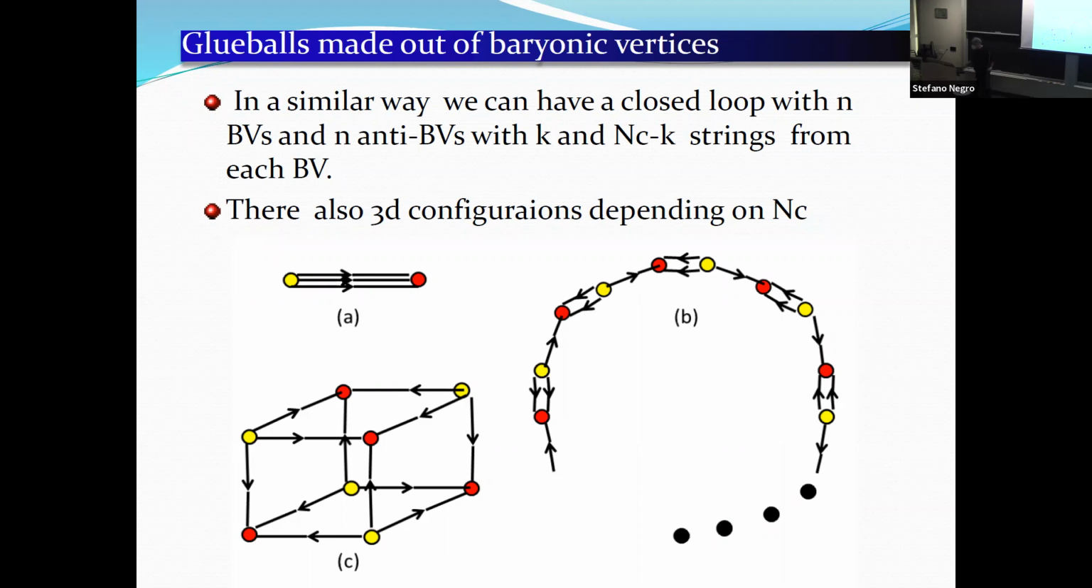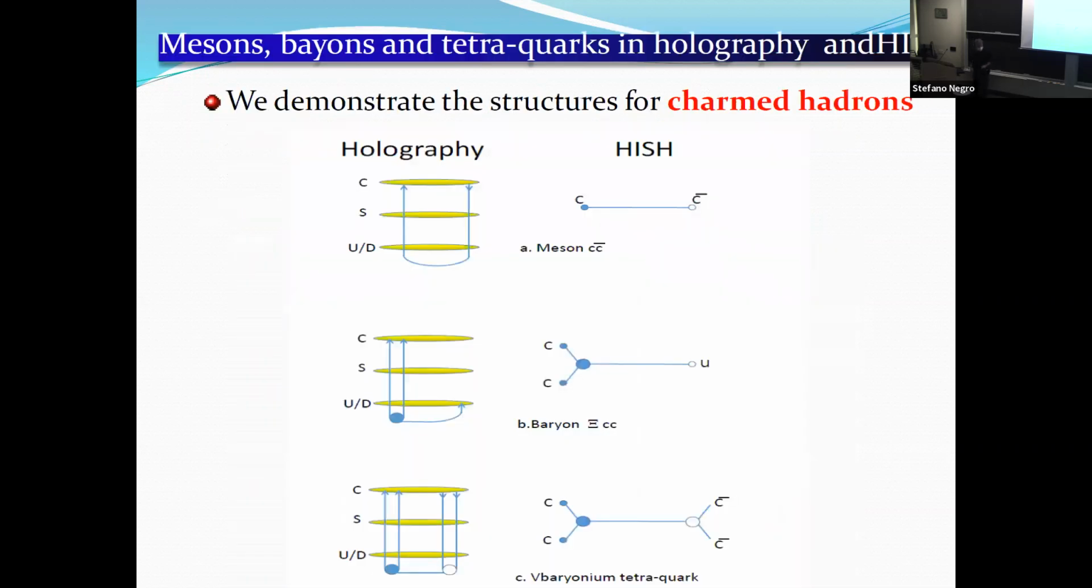Okay, I want now to go to tetraquarks. This is popular these days. So let me focus for a second on the charm hadrons. That will be a meson which connects C and C bar. And in this HISH picture, this will be one possibility for a cascade CC. So there is a diquark of CC and a U. It could have been also a diquark of CU and the C on the other side.